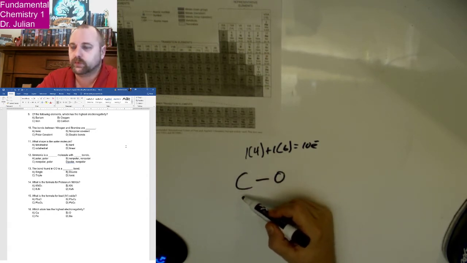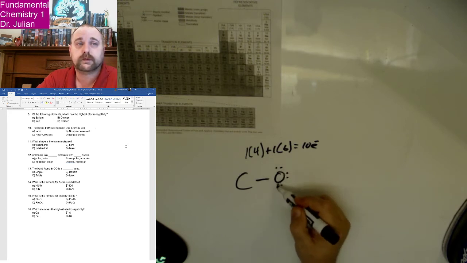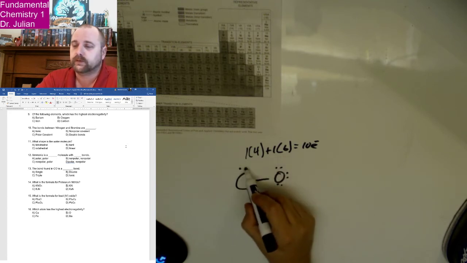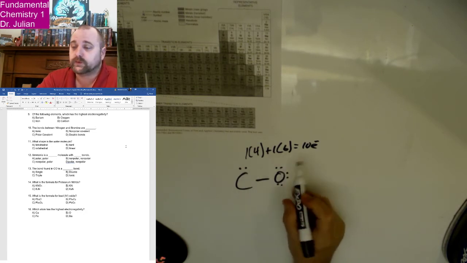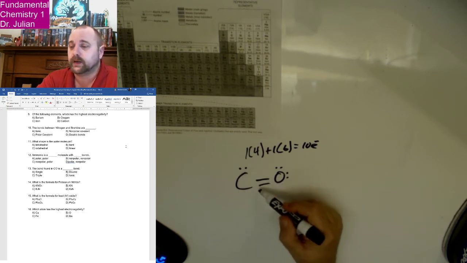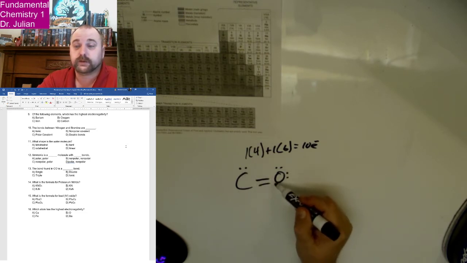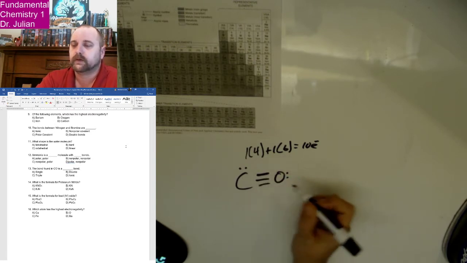So carbon would be the central atom. I'm going to fill up the outside, my oxygen, there's 8 used. I got 2 left. Put them on my carbon. Carbon is still not happy in step 4. So step 5, I'm going to take a lone pair off of here, make a double bond. Carbon now has 6 electrons. Oxygen still has 8.